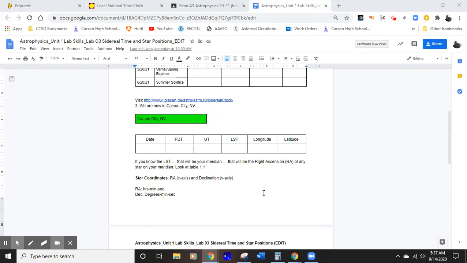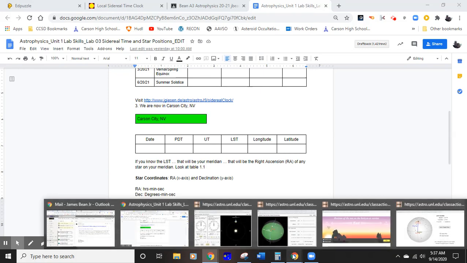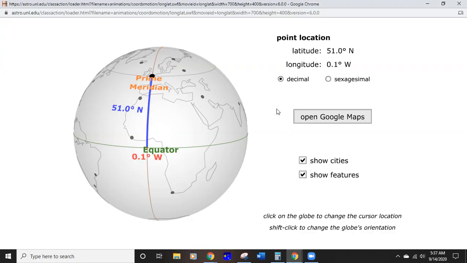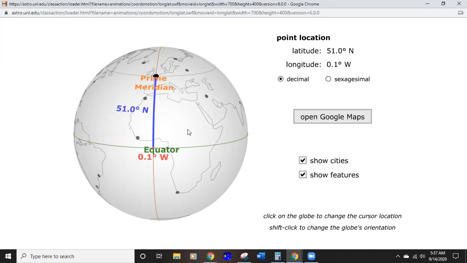What we want to do now is consider Carson City, where we live, and examine some situations that occur in Carson City. So let's go back to our globe here. Previously, we were pretending that we were in England. But now, remember, this is 0 degrees right here. So now we want to go here and go to Carson City.